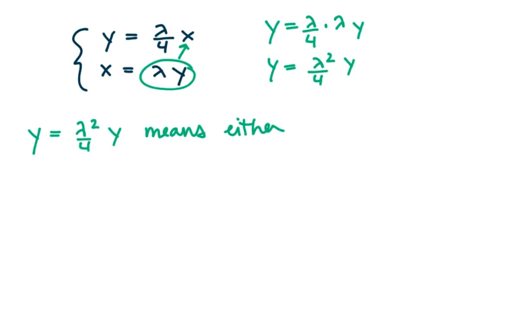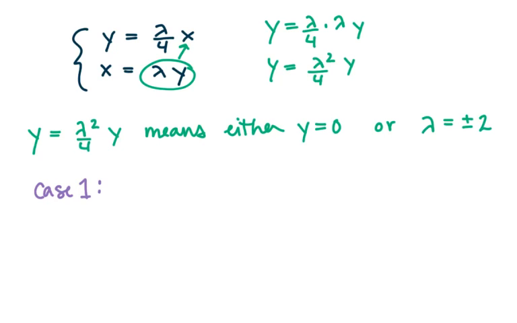It means either y equals 0, or if it's not 0, then these y's have to be equal to each other, which would mean this would need to be a 1. And in order to make that a 1, lambda would be plus or minus 2. All right, so we're going to either have y equals 0 or lambda is equal to plus or minus 2. So we need to consider both cases.